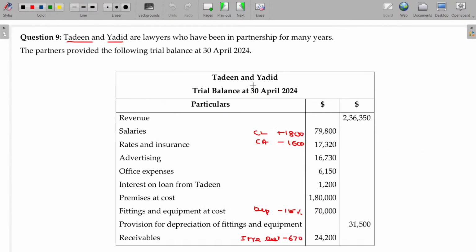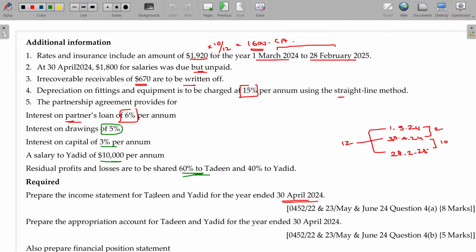Okay. Now I am going to prepare all the requisite statements. Though you have been asked to prepare income statement, appropriation account only, but anyhow I prepare income statement, appropriation account, capital account as well as financial position statement also. I will prepare comprehensively here, okay, for the better understanding.